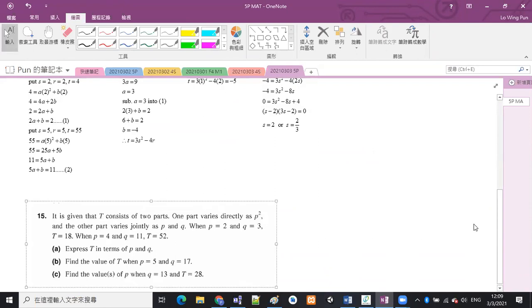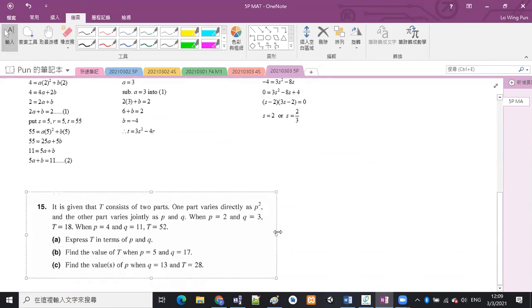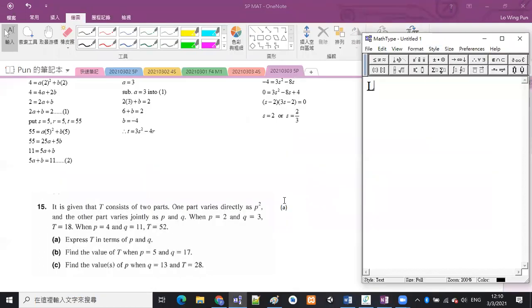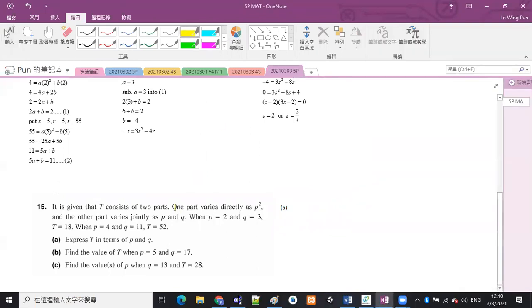So it is given that t consists of 2 parts. So we are going to let t to be the sum of 2 parts, right? Okay, so part A, we will let t be the sum of 2 parts. What are the parts? One part varies directly as p squared. The first part is this, and then the other part varies jointly as p and q.